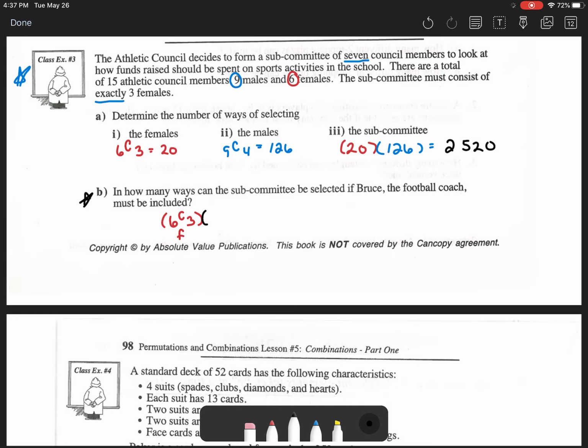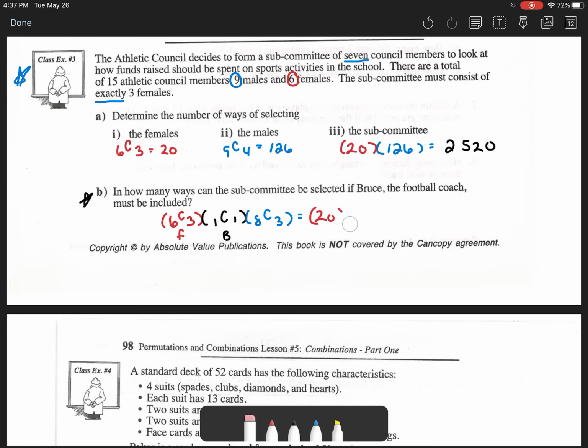6 choose 3. Now, Bruce, the football coach, well, you don't have to do this calculation, but sometimes visually it's nice to see it. There is one Bruce, the football coach, and I'm selecting him. So 1C1, okay? And that's for Bruce, the football coach. That's the number 1. It's not going to change anything. What it does change is the males, right? The number of males now drops down to 8 because Bruce has been taken out and put on the committee, and I only have to choose 3 more males, okay, because Bruce is on the committee.